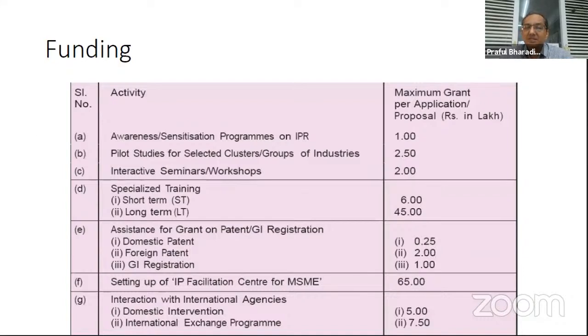So the MSME department is also very strongly focusing on giving support for all these programs, where awareness and sensitization programs are there, pilot studies are there, interactive seminars and workshops are going to be conducted. Specialized trainings, short term and long term: you can get 45 lakhs for a long term training program if any industrial based research center wants to conduct one.